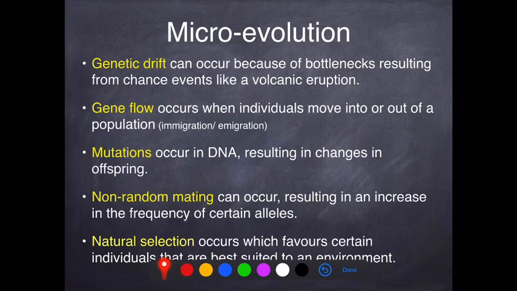This is kind of really important. We'll come back to this when we look at Darwin and we look at Darwin's theories. Natural selection is really, really important as a mechanism for microevolution.